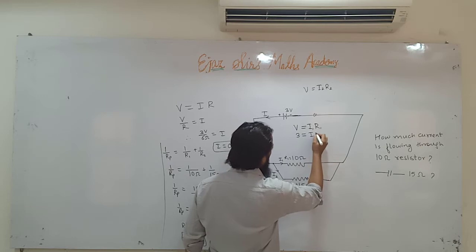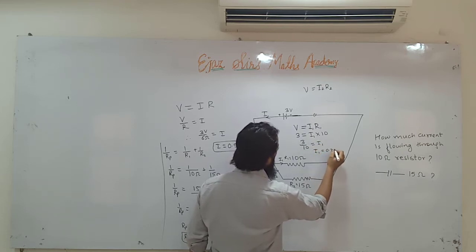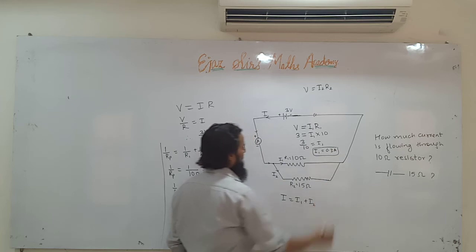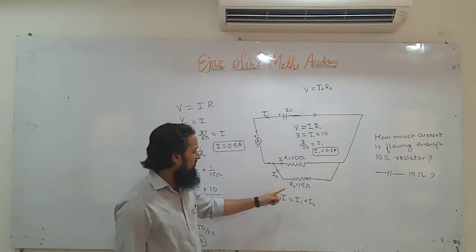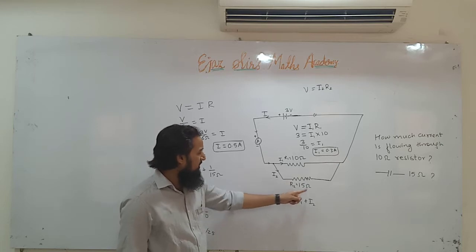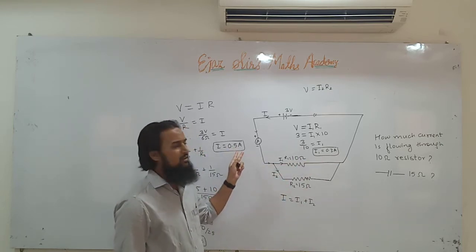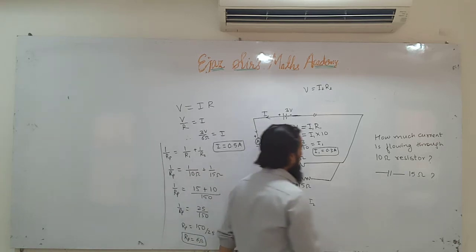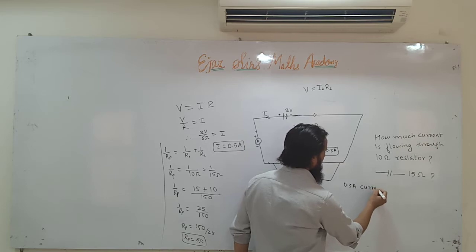So voltage is 3 volt. I1 we have to find, and how much is R1? 10 ohm. So 3 by 10 is equal to I1. So I1 will be 0.3 amperes. So how much current will flow through this resistor? 0.3 ampere. And how much will flow through the 15 ohm resistance? 0.2 amperes, because the total current is 0.5 amperes.